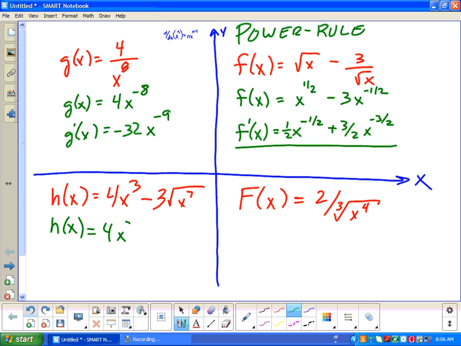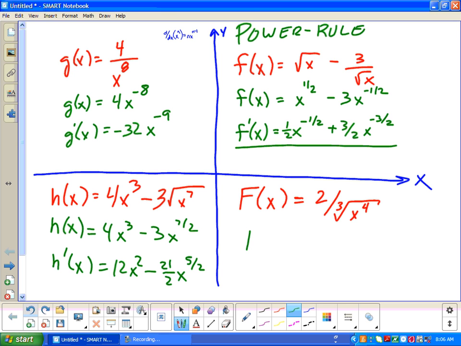4x cubed minus 3x to the 7/2. And again, we multiply the exponent times the coefficient. How about 12x squared minus 7/2, 21/2 x to the 5/2.